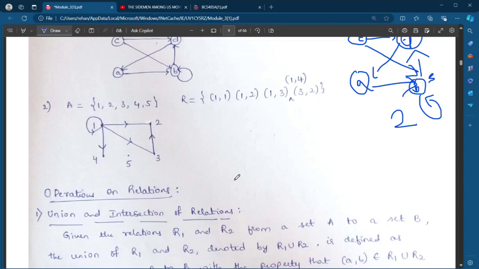Understood, right? See here, 1 2 3 4 5, okay, then 1 comma 1, 1 comma 2, 1 comma 3, 1 comma 4, 3 comma 2. So from 1 to 2 I have, 1 to 4 I have, 1 to 3 I have, then 1 to itself I have, but I don't have a 5, only 3. From 3 to 2 I have, okay. You can either write it as nodes, or I can use thick fat dots.